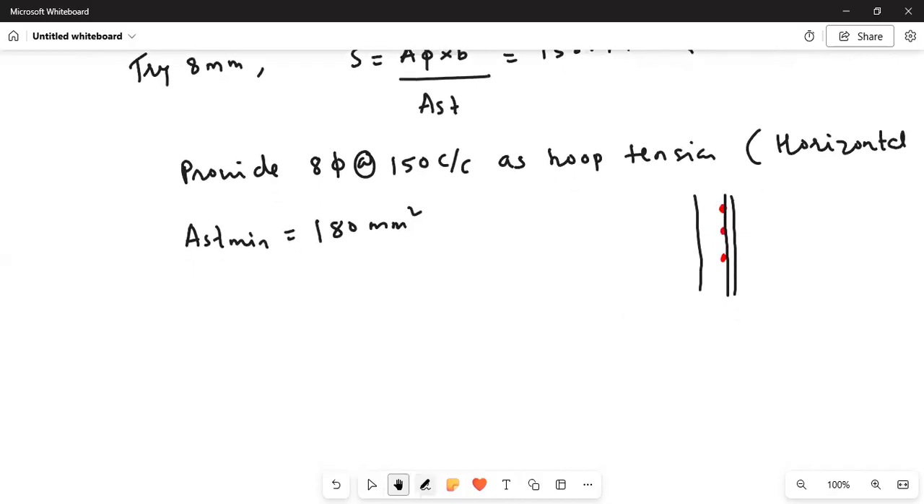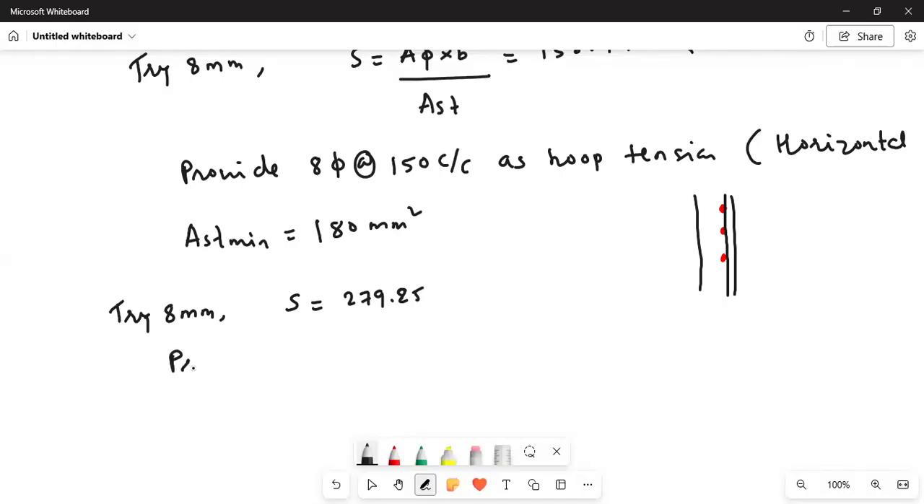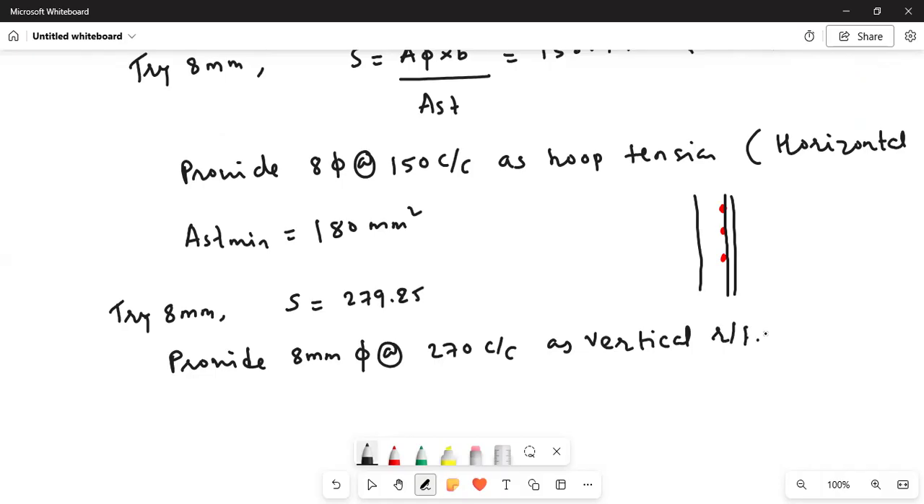Okay, 180 mm square, and we can try 8 mm bar. Okay, and the spacing will be equal to 279.825, which is, you know, less than maximum spacing. So you can write here, provide 8 mm bar at 270 mm center to center as vertical reinforcement in the side wall. Vertical reinforcement in the side wall.